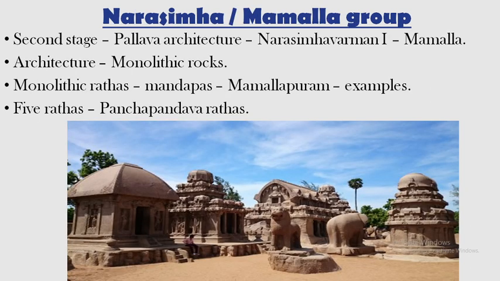The second group of temples is the Narasimha or Mamala group. As you can see in the image, this is the second stage of Pallava architecture and started when Narasimhavarman I or Mamala came to the throne. The architecture is represented by monolithic rocks. The monolithic rocks and mandapas of Mamallapuram are excellent examples of the Narasimha or Mamala group of temples. The five rathas are popularly known as Pancha Pandava rathas. As you can see here, they are five temples for the Pancha Pandavas.